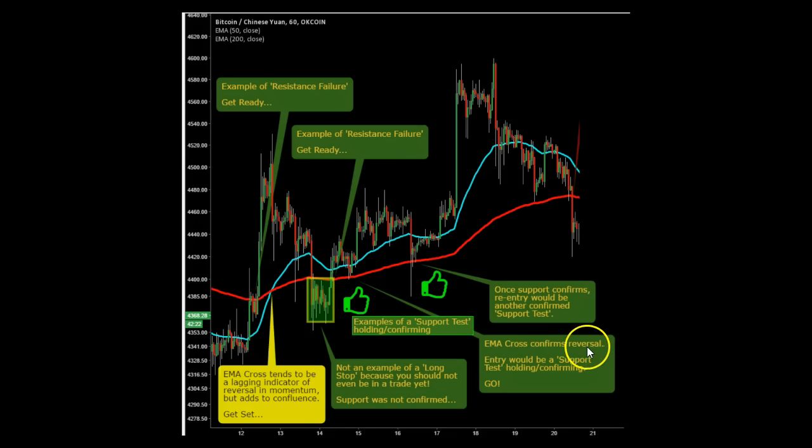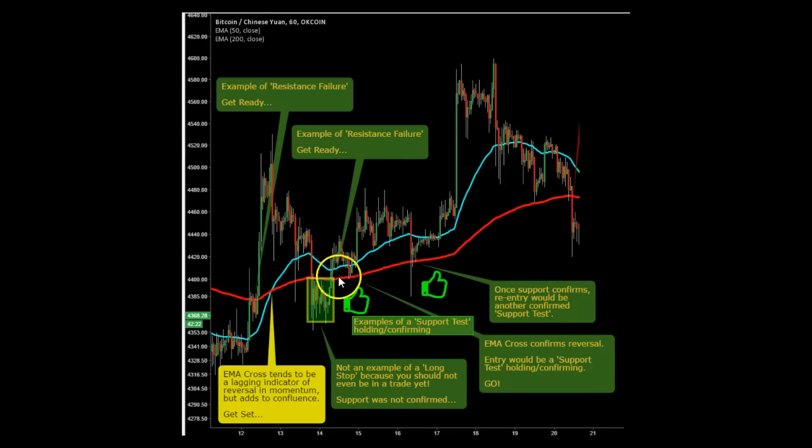So we have the EMA cross, confirms the reversal. Entry would be support test, holding or confirming. This is also a tweezer bottom, which is a candle pattern on support, which is extremely great entry signal for a long. You can see you don't really get much out of this. Again, this is during the sideways period. So if you were long here, you didn't close yet, you held through this, you'd obviously be rewarded up here.